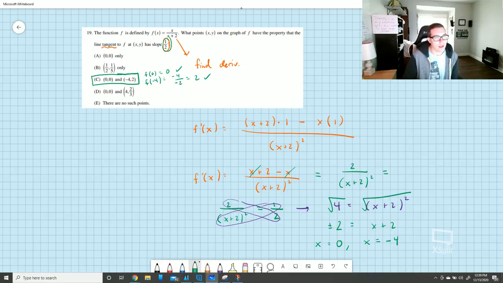So this is one that sounds a little bizarre because they threw the word property at you. Oh my gosh, property. But they're just saying, where does this function have a slope of 1/2? So you've got to take the derivative, which means slope, and set it equal to 1/2. And not a hard one. It was only number 19 on this practice, which means it's towards the end.